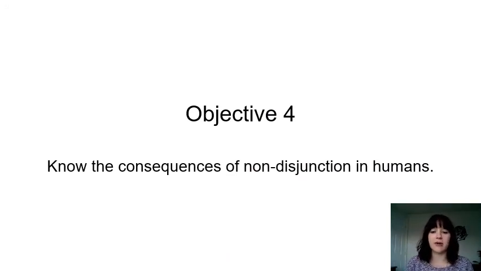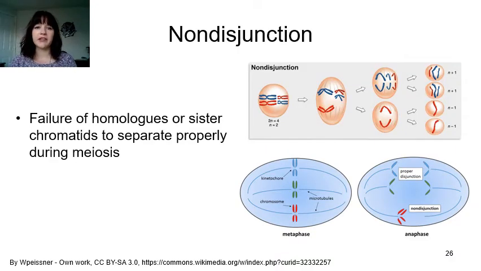Lastly, let's talk about non-disjunction. Essentially, non-disjunction is when a cell has too many or not enough chromosomes, and this mistake happens during meiosis. In this example, we have a germ cell, this diploid, and we're looking at 2 chromosomes that have been duplicated already. During meiosis I, these 2 chromosomes are going to be pulled to opposite sides, right? The homologous chromosomes get split.